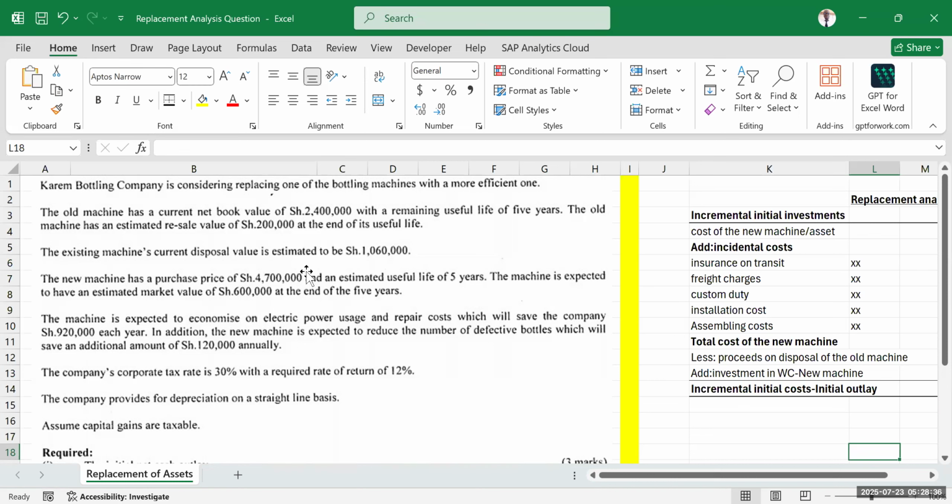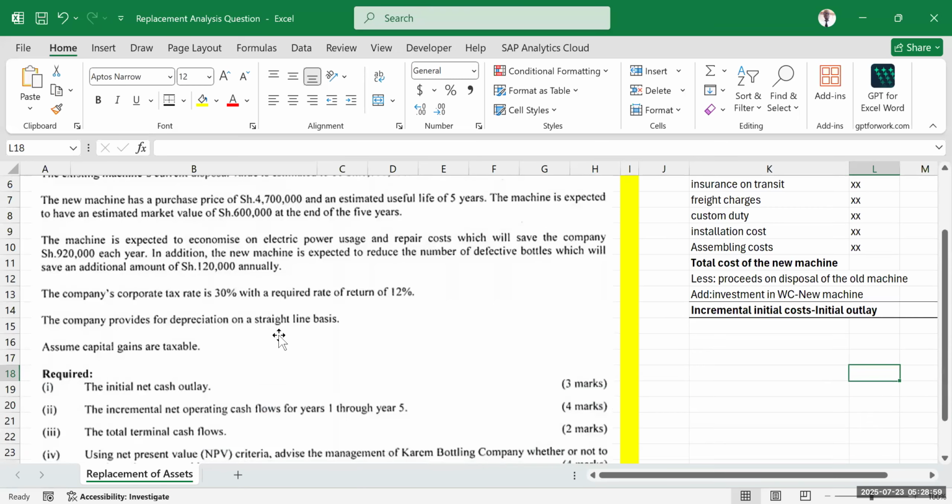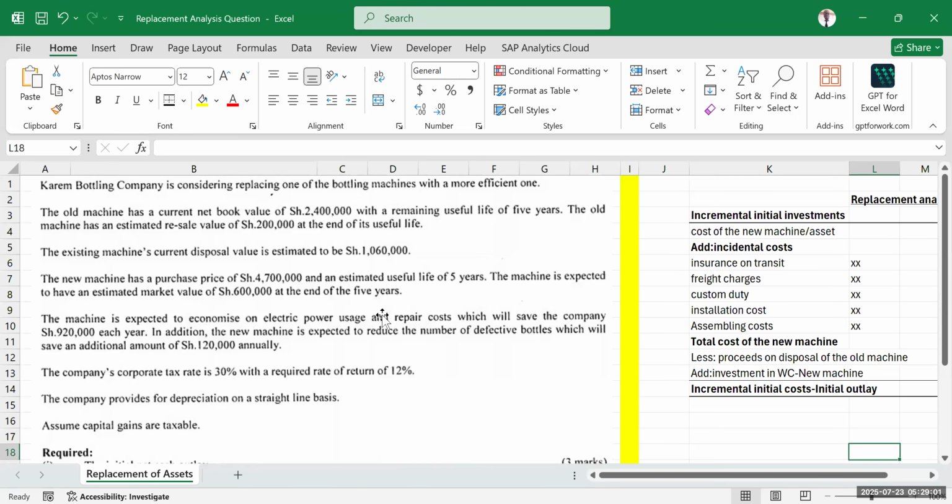And if you continue reading, you are told the new machine has a purchase price of 4.7. Then the machine is expected to economize electric power usage and repair costs, and it will save the company 920. And the new machine also is expected to reduce the number of defective bottles, and that is an additional saving of 120,000. So you realize you have a lot of values to connect their dots.